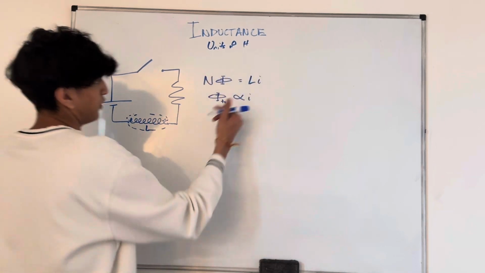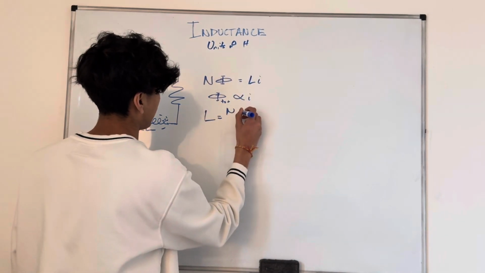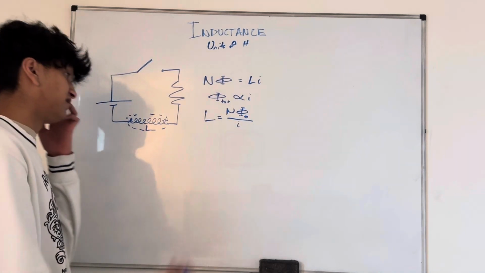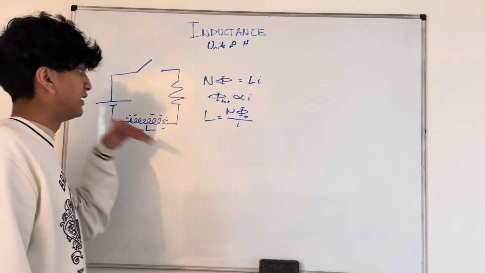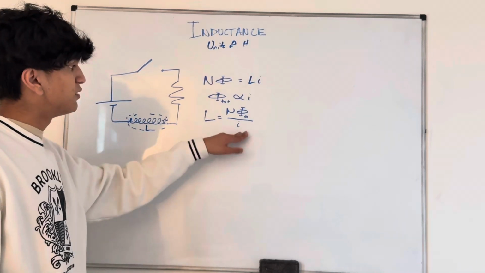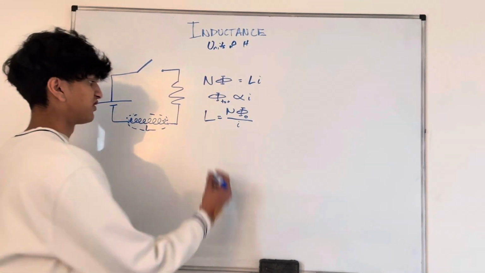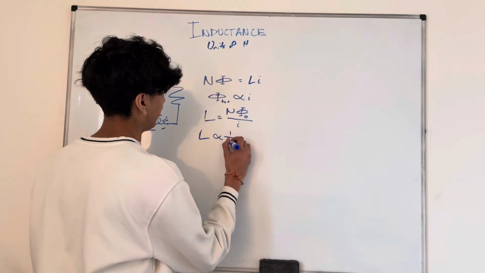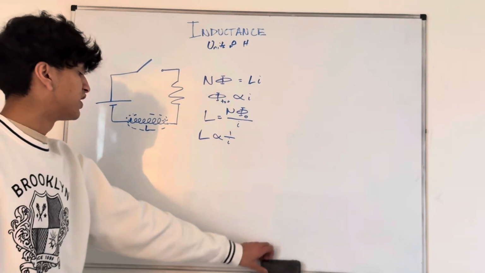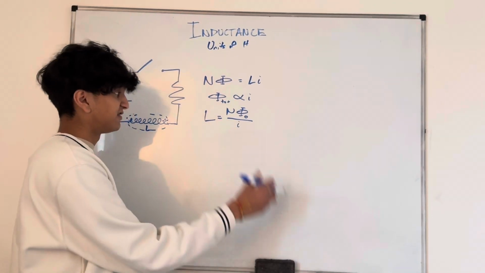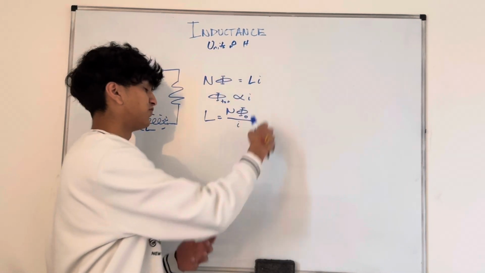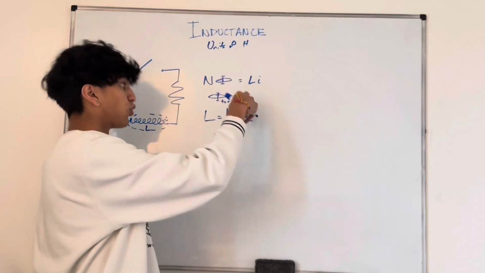So I can rewrite this equation and say, hey, L is equal to N times the flux, and remember, this is the flux through one loop, over I. I could say that, but this is not saying the inductance depends on these two things. In other words, if I increase the amount of current, you might think, wow, it looks like L is proportional to 1 over I, so if I increase the current, I decrease the inductance. That's not true, because what really happens is that when you increase the current, you get an increase in the amount of flux, because flux is proportional to your current.